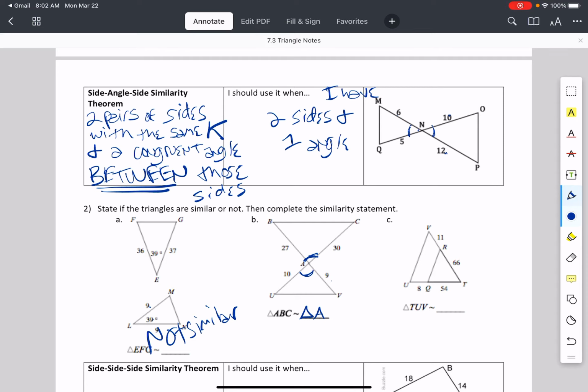Is it U or V next? I think it's U. So A goes to B. That's on the 27 side, right? So which corresponds with the 27 side, the 10 or the 9? The 9, so it's V next, and then U. And I'd say by side, angle, side.